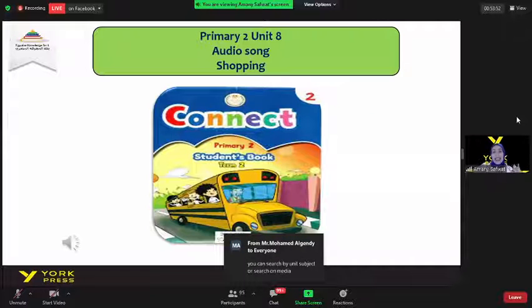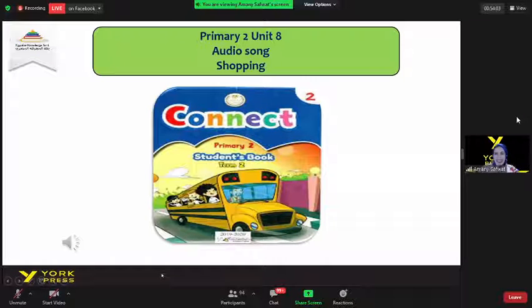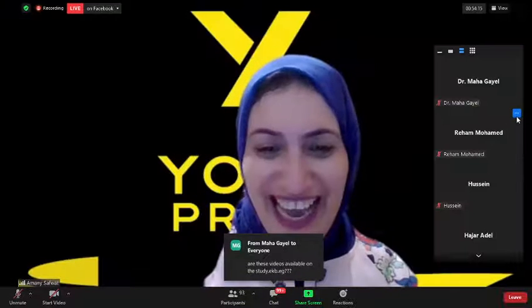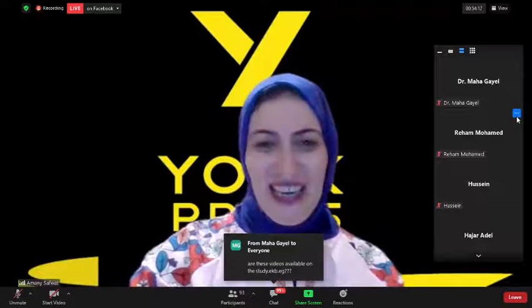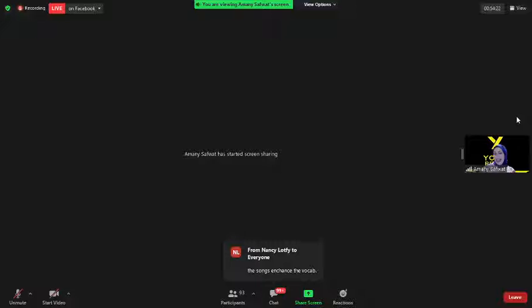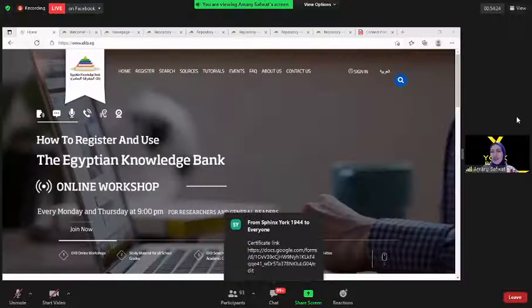So you can just use this as a way to make it easy for the students to remember how to use this structure. I can see many questions asking for these resources. I downloaded them directly from the EKB, and now I'll stop this share and share the other screen again to show you how we can find our resources on the EKB.